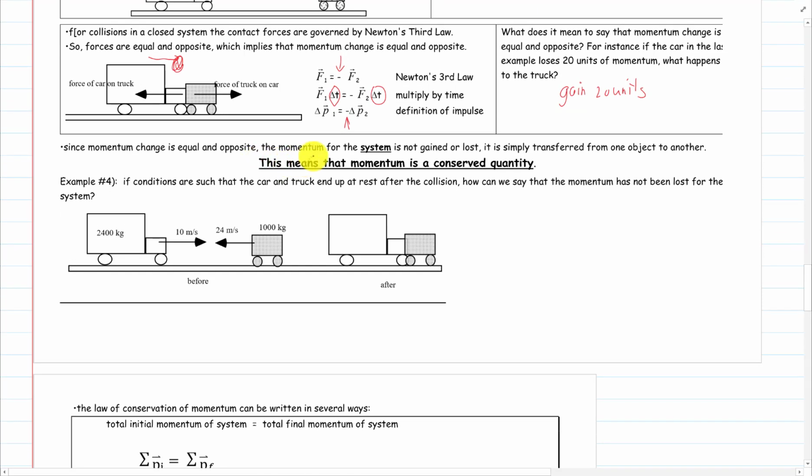Since momentum change is equal and opposite, the momentum for that system is not gained or lost. It is simply transferred to the other object. This means that momentum is a conserved quantity. We've seen that. So is there such a condition that the car and truck end up at rest? Yes, an example here. Here's the truck that's much bigger than the car, but moving slower. The product here is 24,000. Product here is 24,000. But this one's this way, this one is this way. When we add them up, we get 0. So they'll stop.